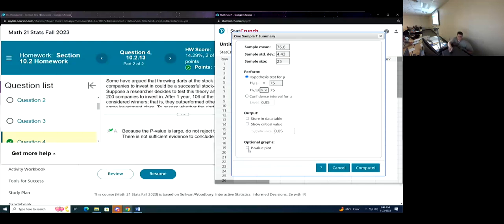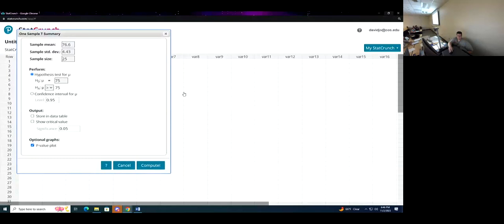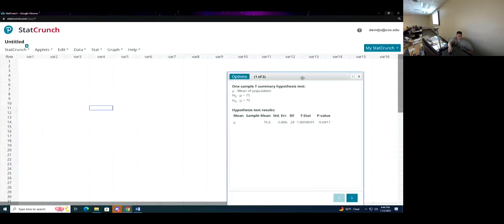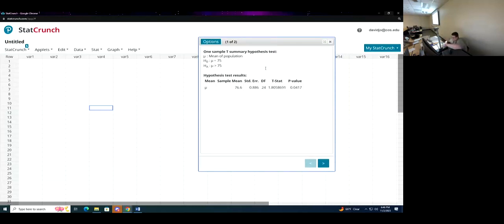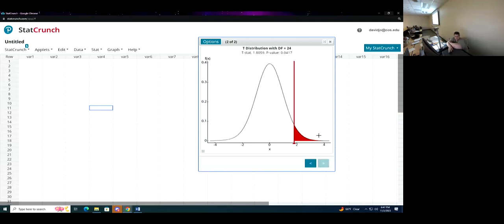I'll throw in the p-value plot, see what it looks like. Click compute. And it gives me a test stat. It says t-stat is 1.81. And my p-value is 0.0417. Let's look at what their graph looks like. So 0.0417 looks like it's almost up to 2 deviations. 1.80 would be 2 deviations. Or if t-stat was 2, it'd be 2 deviations. We're really close to that borderline, aren't we?